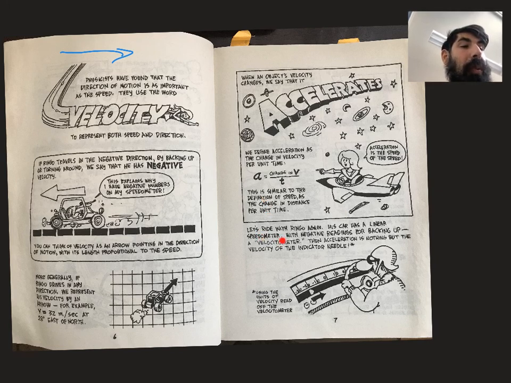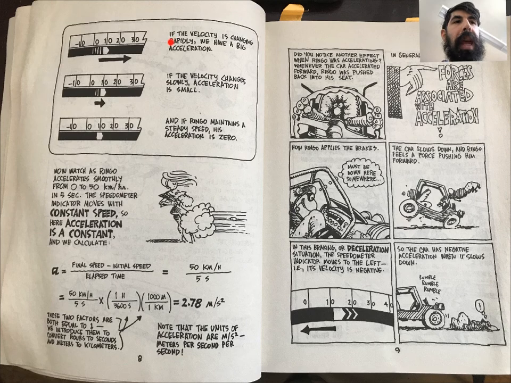So if you ride with Ringo again, his car has a speedometer. The negative is for backing up, and the positive is for going forward. It's a velocitometer. And acceleration is how fast the indicator moves. So in general, if the velocity is changing, we have acceleration. If it's changing quickly, you have a big acceleration. If the velocity changes slowly, the acceleration is small. And if you keep a steady speed, acceleration is 0.